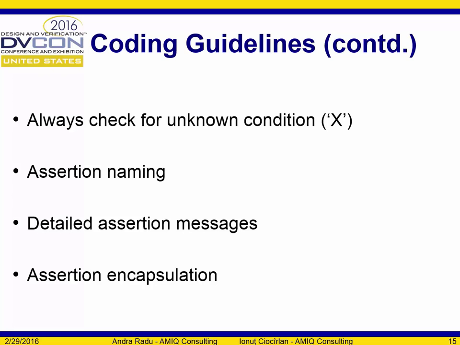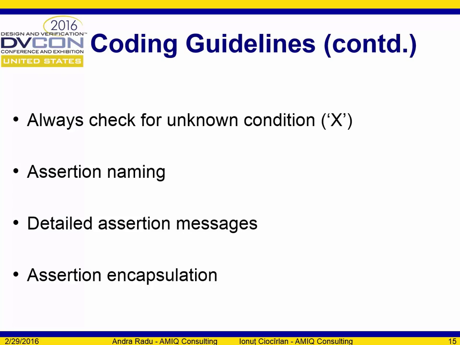To continue, another coding guideline would be to always check for the unknown condition on the signals. For example, checking only for the value 0 for, let's say, a signal could issue a false alarm because X's in the simulator sometimes are decoded as zeros. So you would like to do an explicit check for X's. You have built-in functions in SystemVerilog for this.